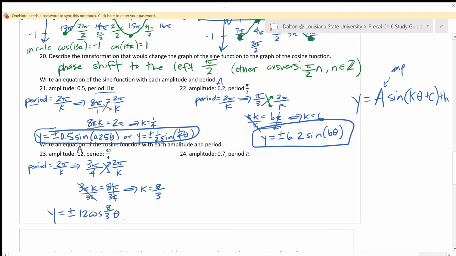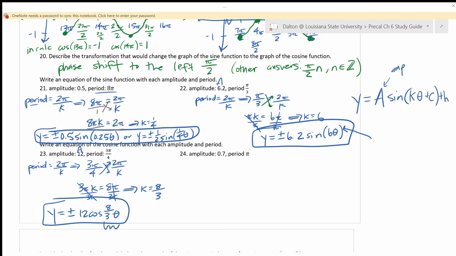And notice, guys, sometimes I'll put parentheses around it like I did in number 22. Sometimes I won't put it there, just like I did for 23. There's really no right or wrong way to do it. Just make sure you write these kind of close together so that it's understood that 8/3 theta are inside of the cosine function. Okay, last problem on page 2.